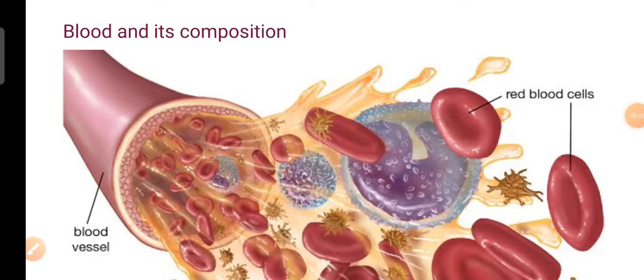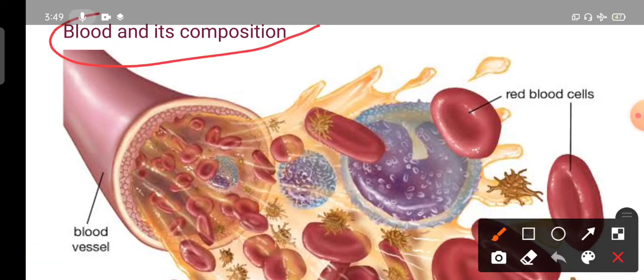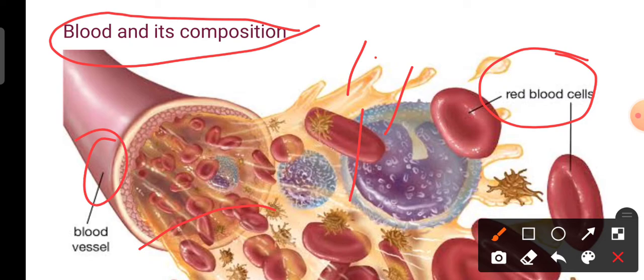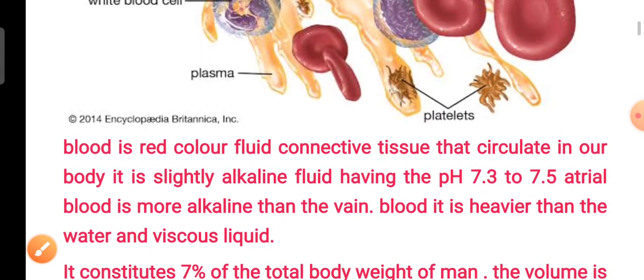The topic that we are going to discuss right now is blood and its composition. This is the title, and here you can see the different parts of blood. This is the red blood cell, this is the white blood cell, plasma, and this is a platelet, and this is the blood vessels. You can see in the image below all these things.